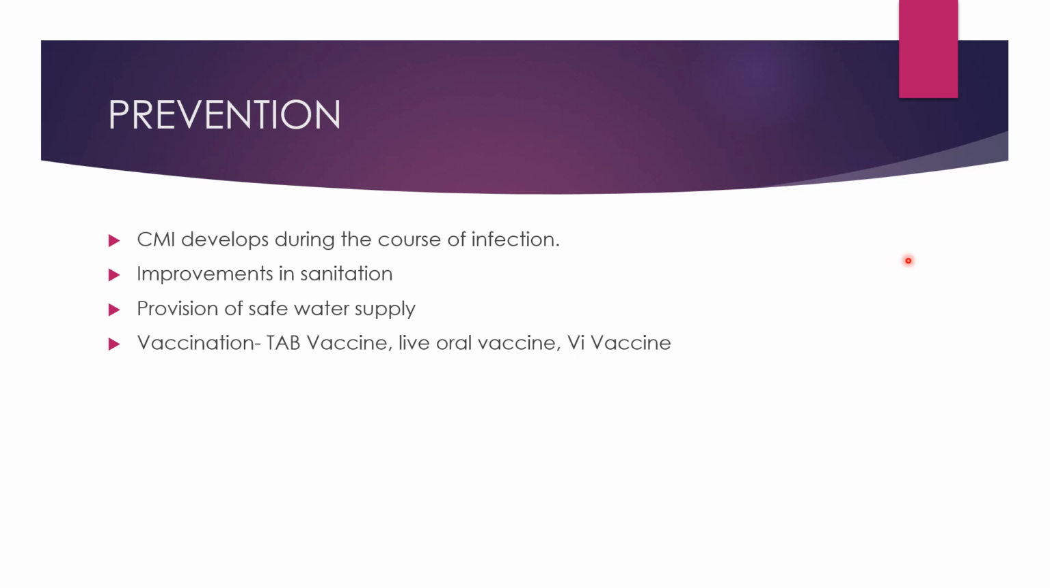The first one is the TAB vaccine. We give 2 doses of 0.5 ml each, at 4 to 6 weeks interval. And because it's a killed vaccine, it does not provide cell-mediated immunity.